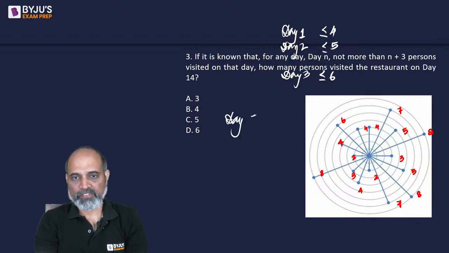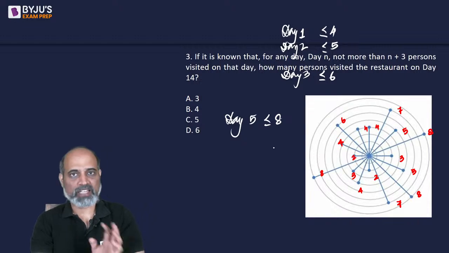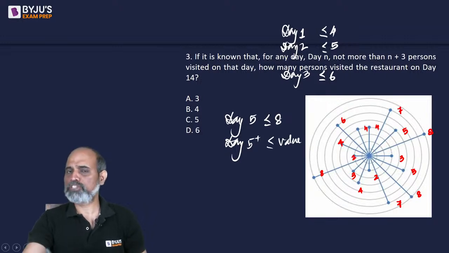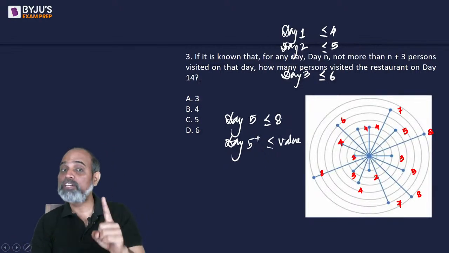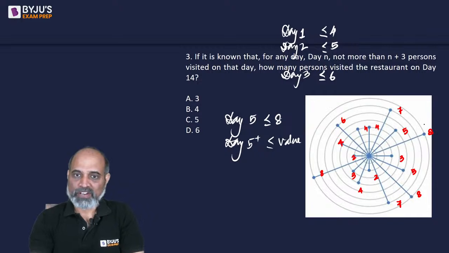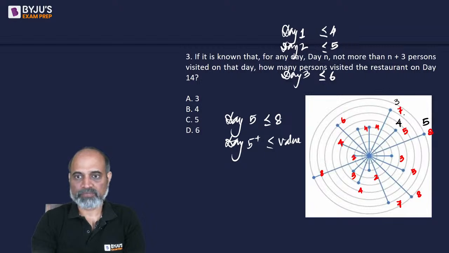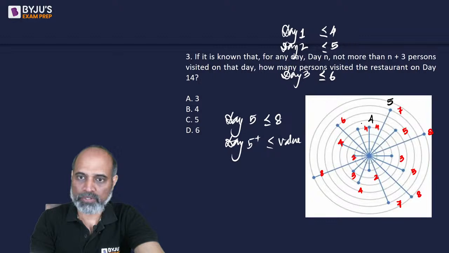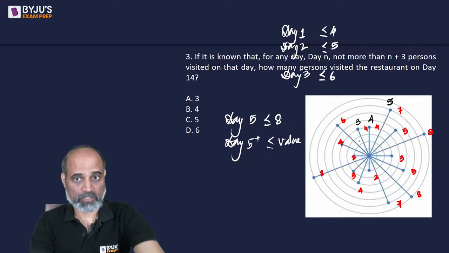So if I take day 5, on day 5 we will have 8 or less than 8 people, and any day above 5 we will have a value which is definitely more than 8, which means all the cases are possible. So the 6th day can be any day, but it's day 1, 2, 3, 4 and 5 that we should take care of. So if I consider this to be day 5, this will be day 4 and this will be day 3.